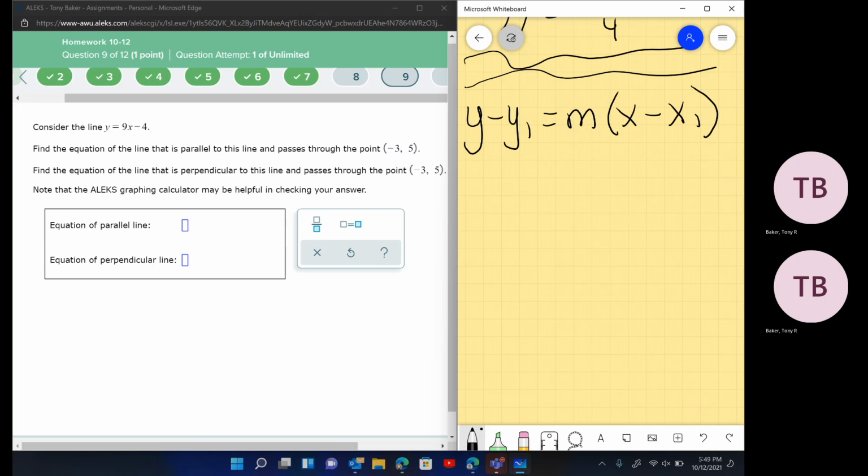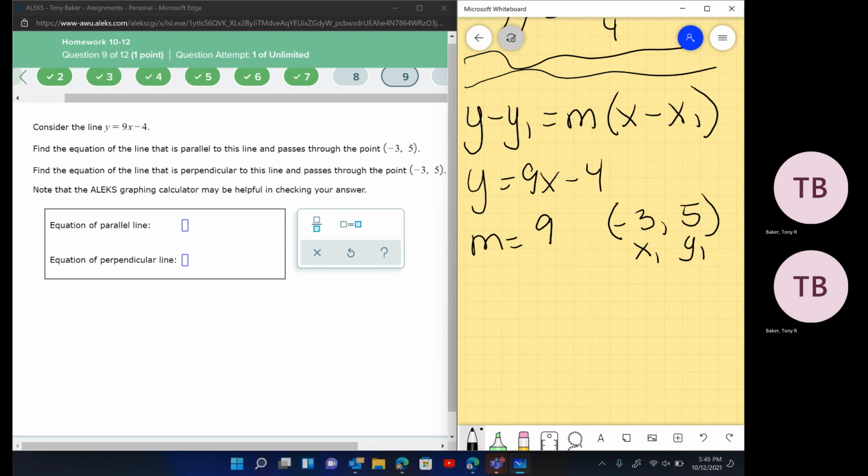So in this problem, y equals 9x minus 4. What's my slope for this? It's just 9. Don't use the x, but I got what you're saying. And my point is negative 3, 5. So that's x1 and y1. The first one they want was parallel. So what's my parallel slope? 9, right?